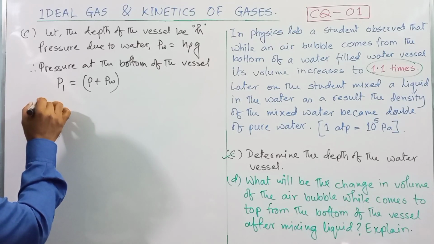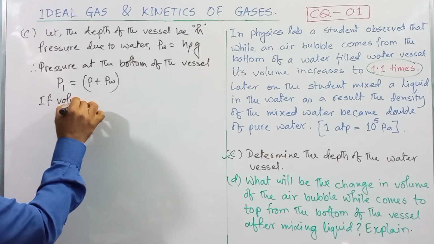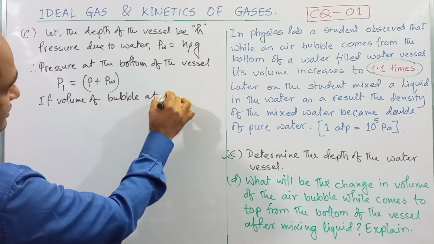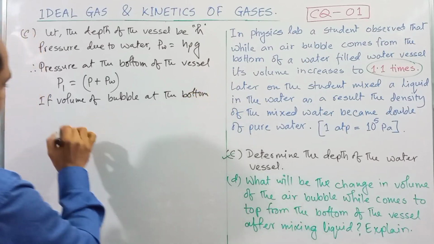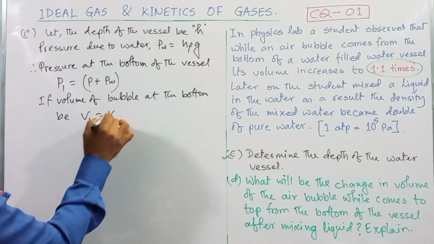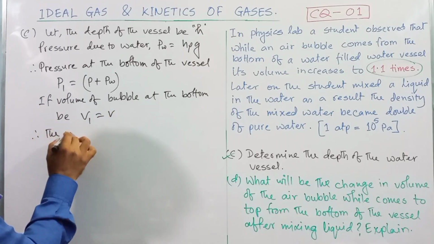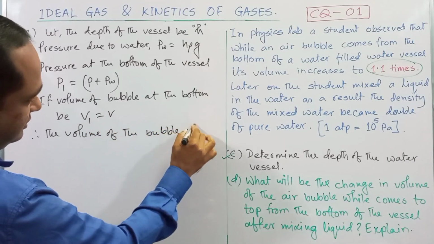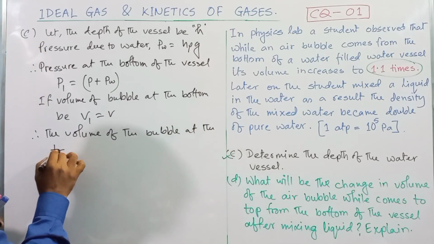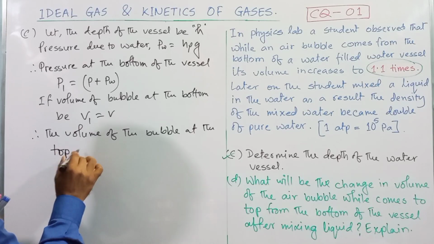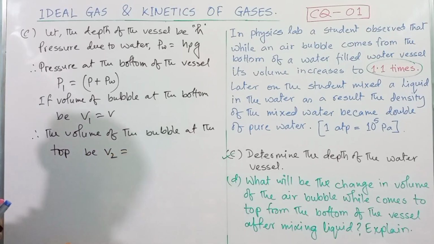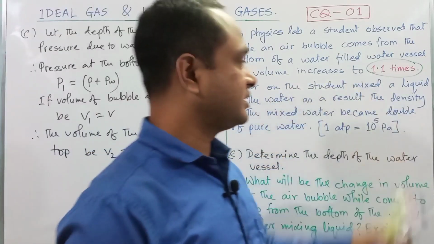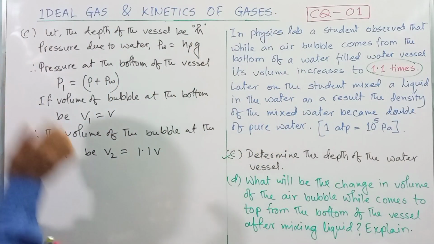Now if the volume of the bubble at the bottom is V1 = V, then the volume of the bubble at the top, V2, is equal to 1.1 V, because they said that the volume increases to 1.1 times the previous volume, right?